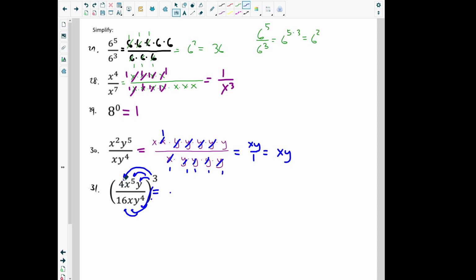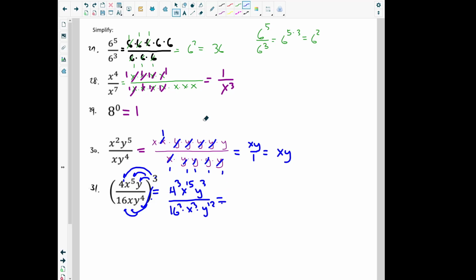Okay, so this is 4 to the first power. So 4 to the first, 1 times 3 is 4 to the third power. And then x to the fifth times 3 is x to the 15th. And then y to the third. And if you do it the long way, it'll also work out this way. Now you get 16 to the third times x to the third times y to the 12th. 4 times 3 is 12, okay?